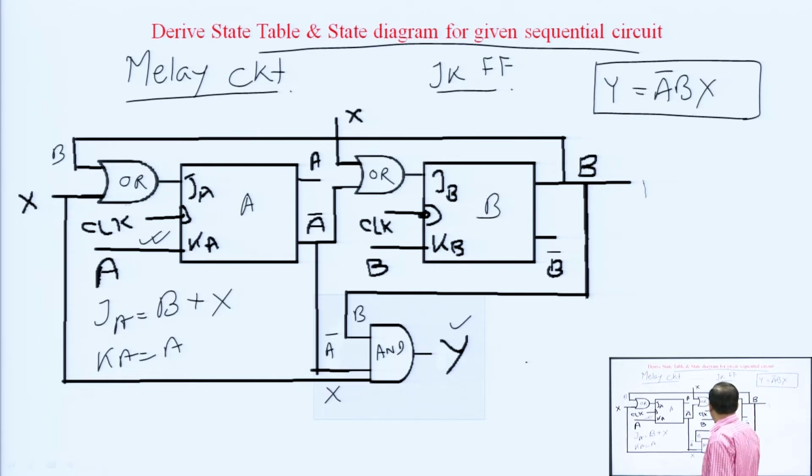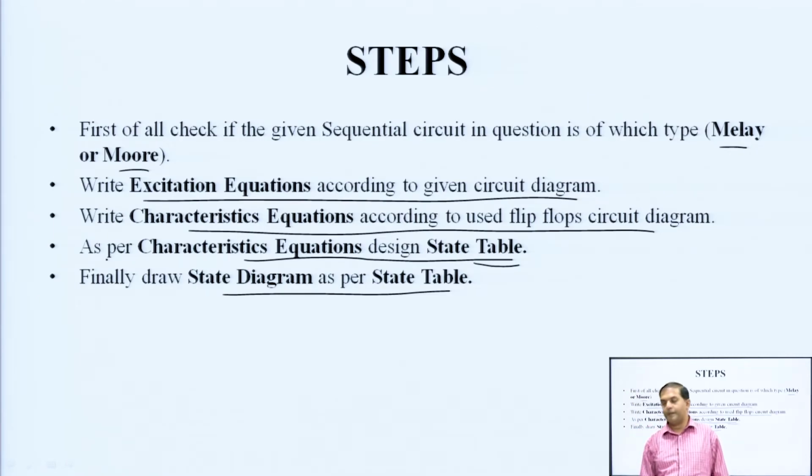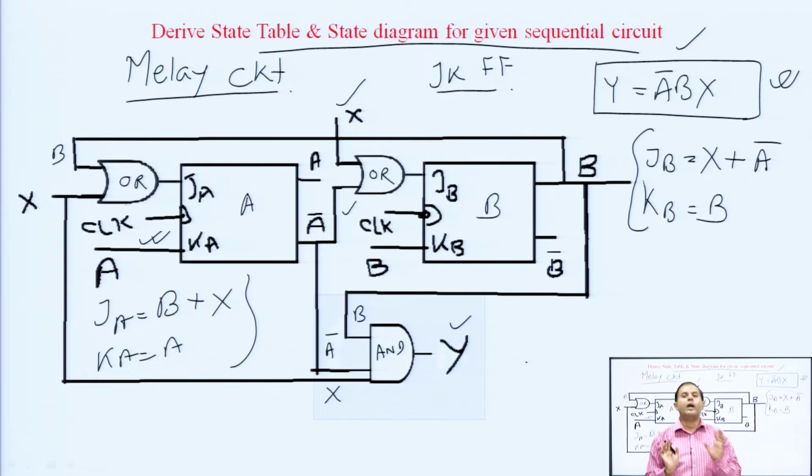Now, what is J B? J B is nothing but X and A bar going into an OR gate. So, J B will be X plus A bar, clear. What is K B? K B is only B. So, K B is nothing but B, and output Y is already taken. So, our second step is also covered. We have written the equations from the circuit. The first part is over, which means we have written the five equations J A, K A, J B, K B and the output, given in the circuit.